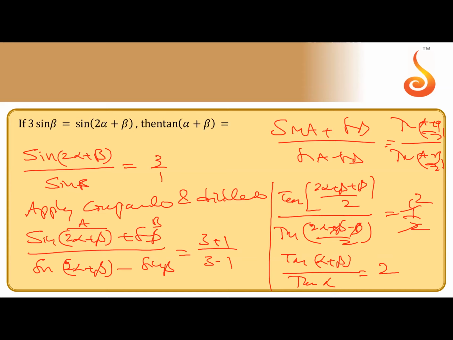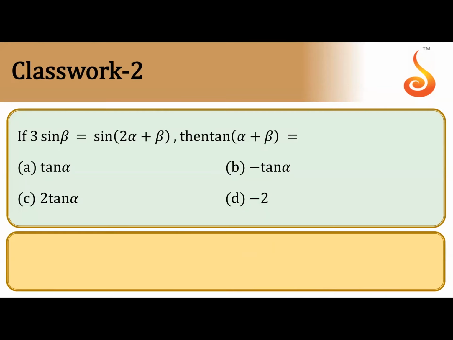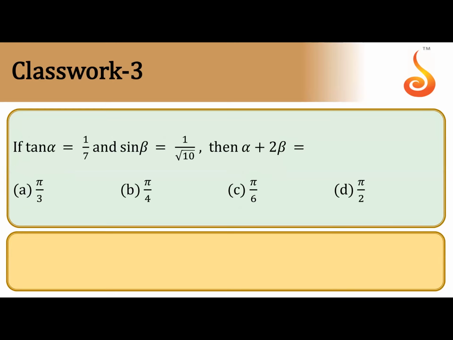Done? Please respond. So what is the answer? Final answer is 2 tan alpha. The final answer is tan alpha plus beta is 2 tan alpha. Okay, fine. So therefore tan alpha plus beta is 2 tan alpha is the answer. Answer C is the right answer. Now next question.